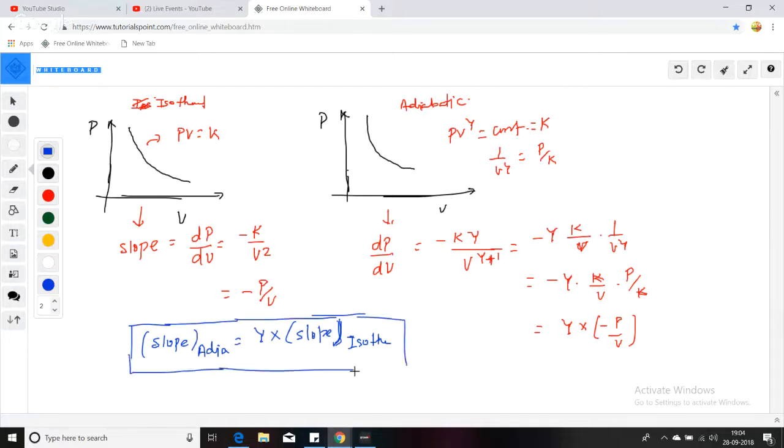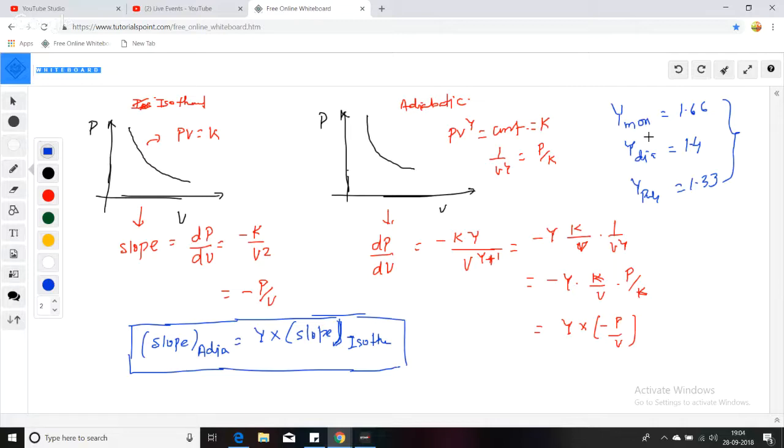Now, for monoatomic gases the gamma value is 1.66, for diatomic the gamma value is 1.4, and for polyatomic the gamma value is 1.33. Whatever the value we have, gamma is always greater than 1.